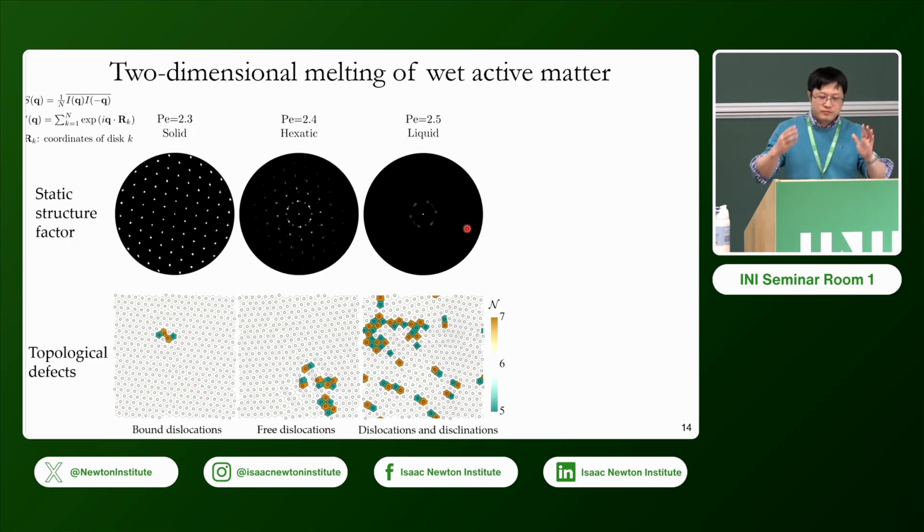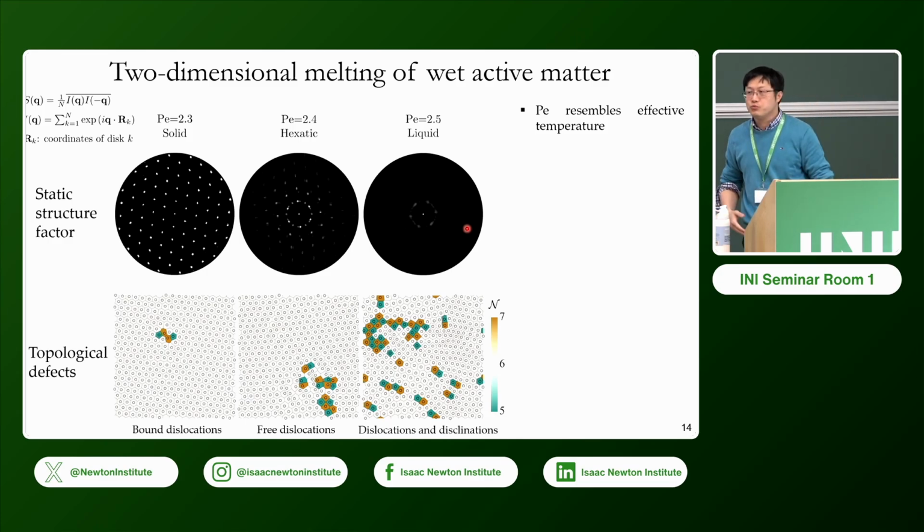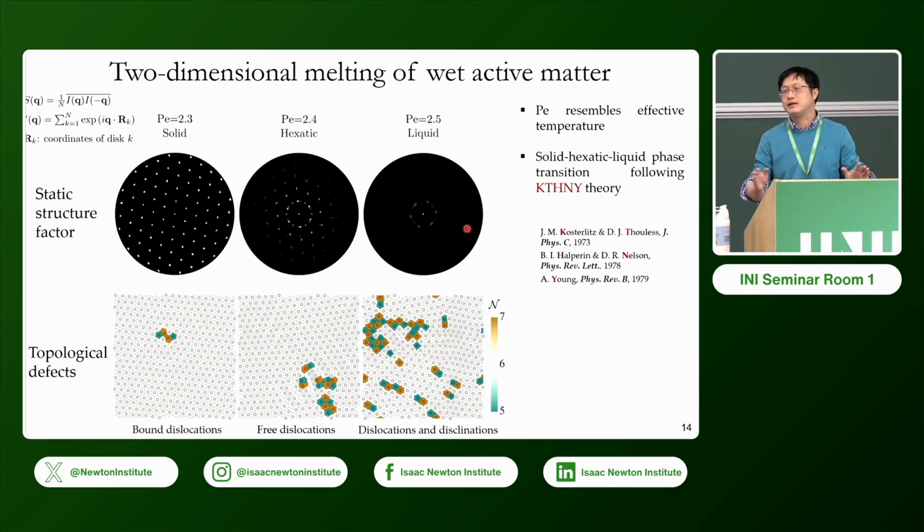Okay, so we look at this, and further we try to look at the melting behavior. We look at the static structure factor, and show that this in fact follows the so-called KTHNY theory, in the sense that in this case the Peclet number resembles effective temperature. We can look at it from the static structure factor. Then the key story is that the scaling can follow the KTHNY theory, as well as the population of the topological defects: how we can find the bound dislocations in the solid phase, the free dislocations in the hexatic phase, and the coexistence of the dislocations and the disclinations in the liquid phase.